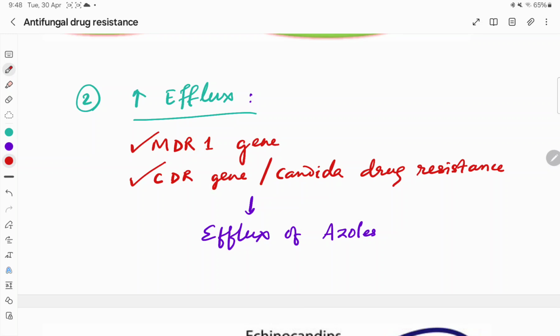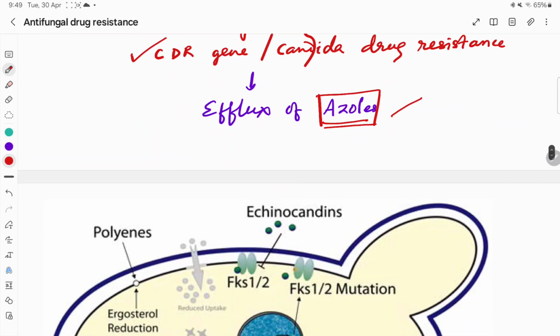And mostly because of mutation of these genes, there will be an increase in efflux pumps, and that is the cause of the resistance to azoles. So these two genes, MDR1 gene and CDR gene, are responsible for formation of efflux pumps and efflux of azoles, causing resistance.